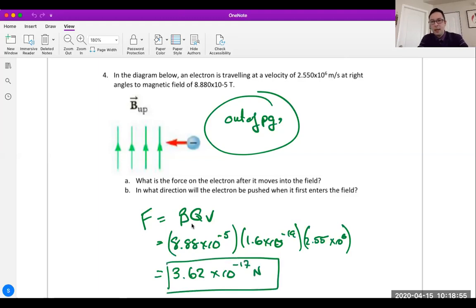Now, that may seem like a really small amount of force, but think about it. We're talking about the force on an electron, 9.11 times 10 to the -31 kilograms. So that small amount of force is going to cause some relatively significant change in the electron's direction, and it's going to start pushing it up. Okay. All right. So that's the class starter.